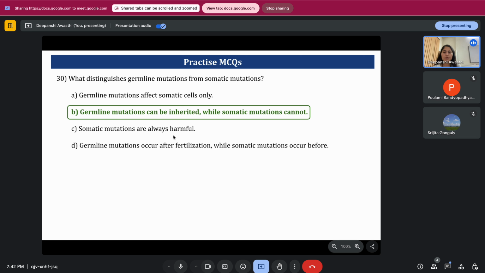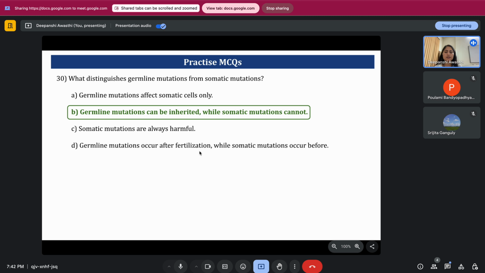Somatic mutations are always harmful. This is also not true, because some mutations might not be harmful. They can be passenger mutations or other kinds of mutations. So they are not always harmful. They can be harmful in certain scenarios, but not always.